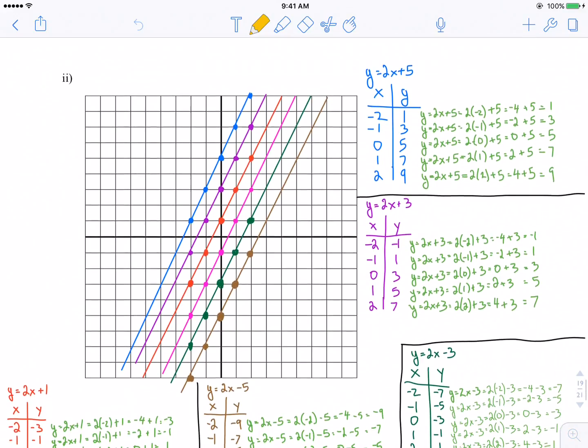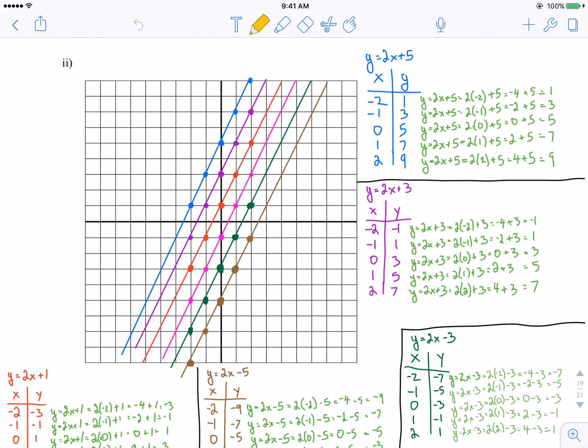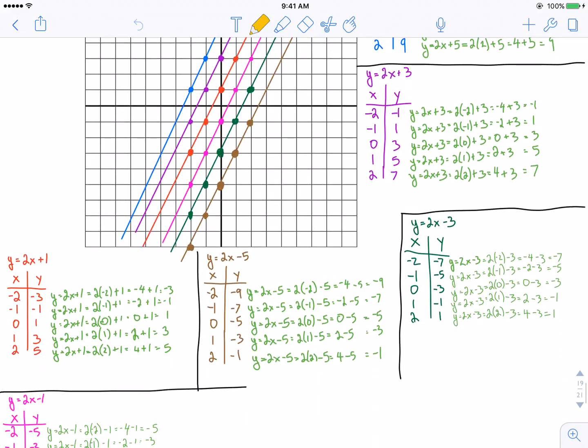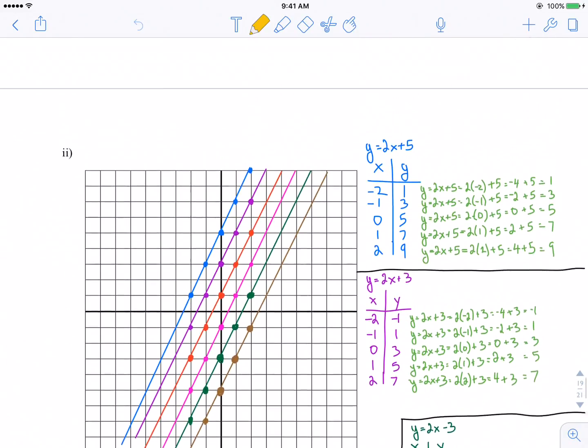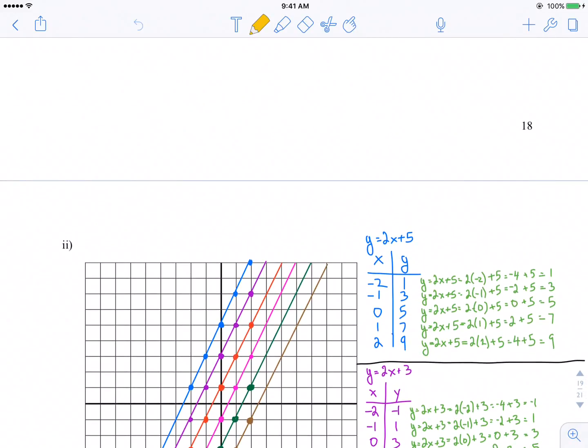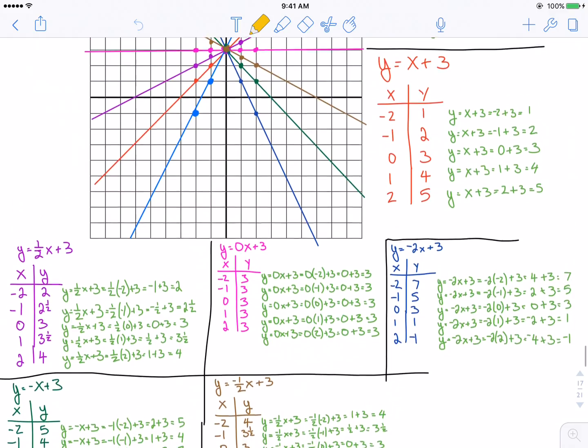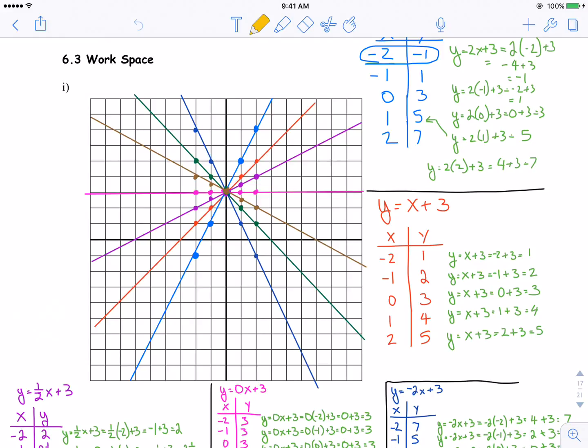Well, let me show you the other graphs too, just to make sure. So the second set of equations were y equals 2x plus 5, y equals 2x plus 3, y equals 2x plus 1, y equals 2x minus 5, y equals 2x minus 3, and y equals 2x minus 1. Again, there's all your equations nicely graphed and laid out for you. You were asked some questions way back on page 5 of your notebook. Question number 2 said, compare the graphs in each set. How are they the same? How are they different?